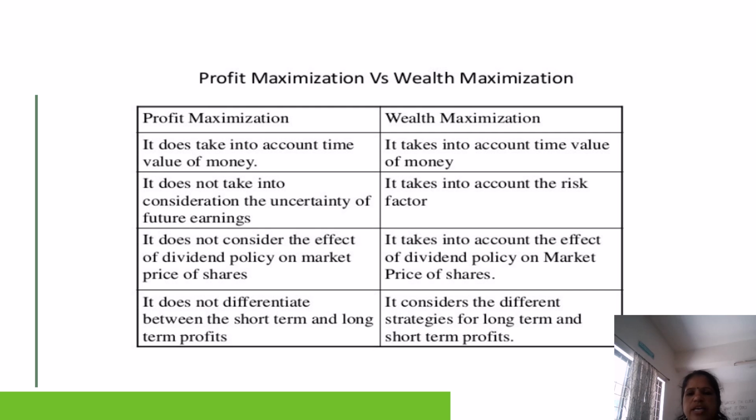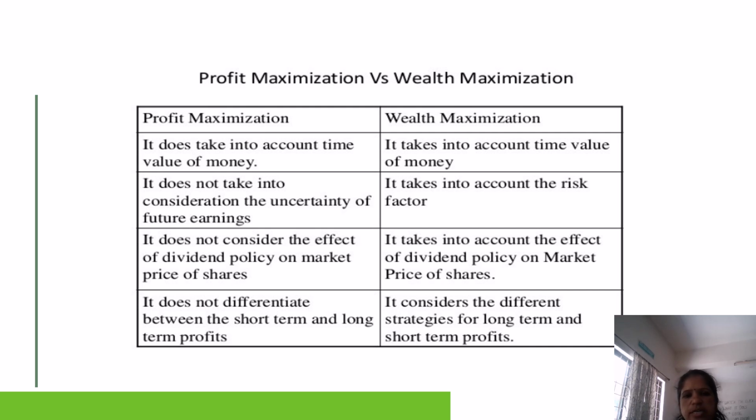Next, we can see the difference between profit maximization and wealth maximization. Profit maximization does not take into account the time value of money; wealth maximization takes into account the time value of money. Profit maximization does not consider the uncertainty of future earnings; wealth maximization takes into account the risk factor.